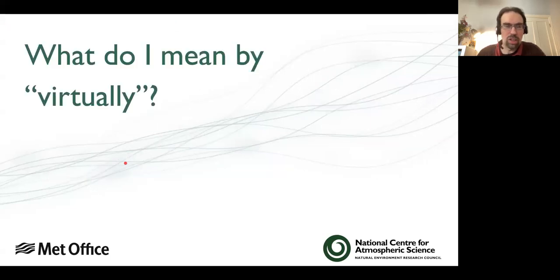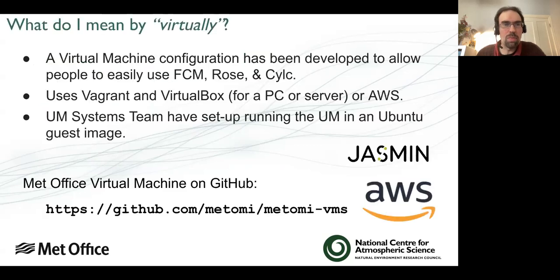So what do I mean by virtually? You could probably guess that I mean a virtual machine. We're all using virtual machines this week. The Met Office built on top of an existing tool that was built for Jules, for FCM, Rose and Cylc, to allow running the model on it, and you can use it on your own PCs at home or servers if you have access. You can run VirtualBox and Vagrant on them, or you can use AWS as we've been using this week.